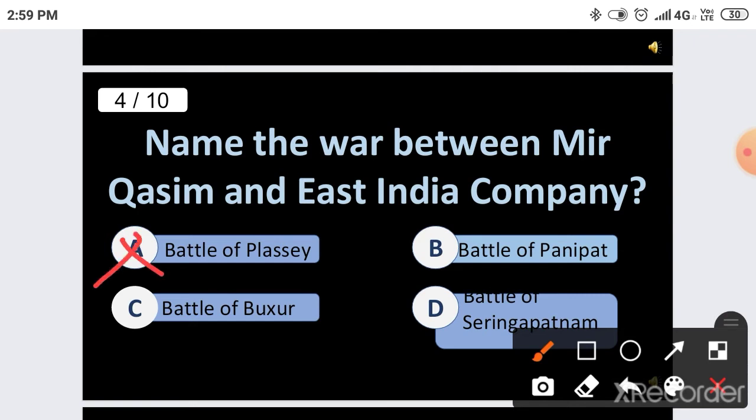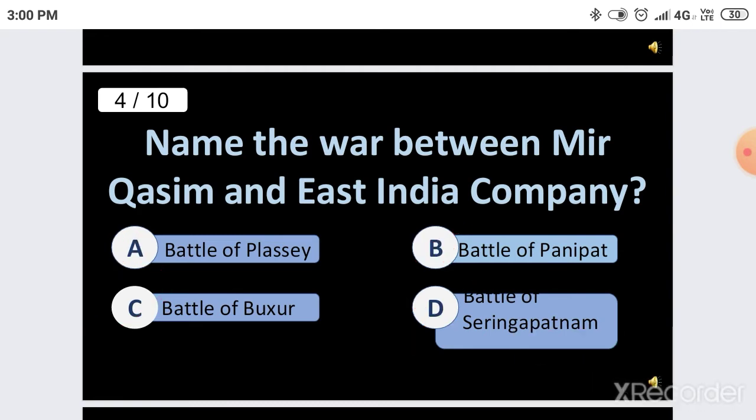Now, the Battle of Panipat was held quite later, and you will learn about it maybe in the next chapter or in further chapters. Now, the Battle of Seringapatam was between Tipu Sultan and the British, so this is also a wrong answer. The right answer is the Battle of Buxar. Mir Qasim and the East India Company fought this battle.